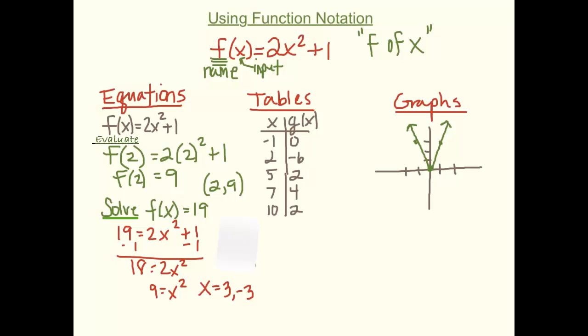Okay, let's look at tables now. Notice I called this function g of x, not f of x, so I'm going to use g instead this time. So let's see. If I wanted to evaluate g of 2, that would be saying what pair goes with an input of 2? Well, I just have to find an input of 2 and write down the pair that goes with it.